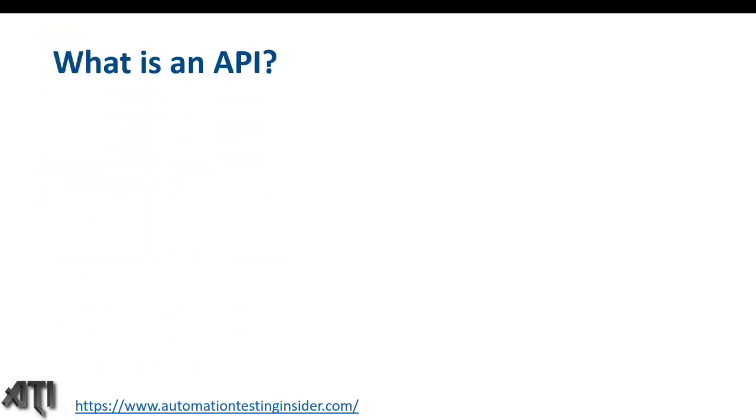So what is an API? API stands for Application Programming Interface. Here the word interface is coming. Interface is nothing but the channel or medium using which the application programs can communicate with each other. Let me explain with the help of an example so that you can understand and relate better.